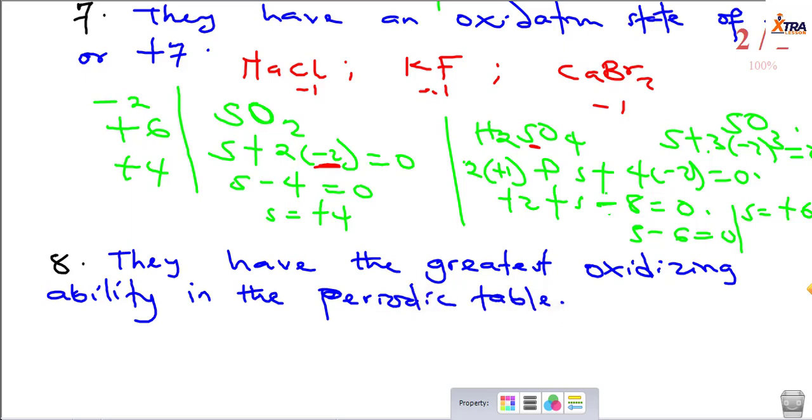Group 1 elements, they are the best reducing agents, right? In the whole of the periodic table, group 1 elements, or we call them the alkali metals, are the best reducing agents. What about group 7? They're the best oxidizing agents. So you can see the two extremes, right? And the reason is because group 1 elements easily lose 1 electron, hence making them very good reducing agents. Group 7 elements gain 1 electron, hence making them good oxidizing agents.